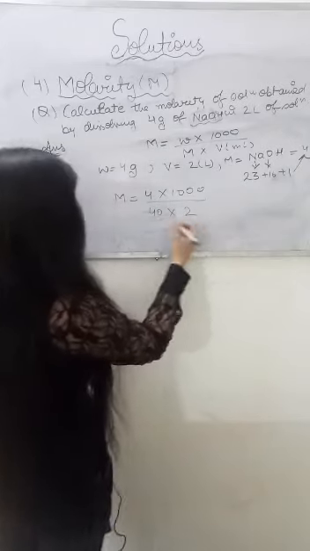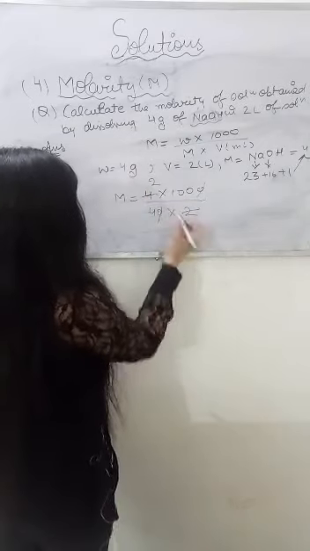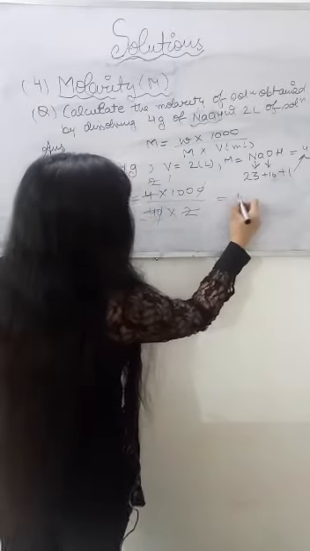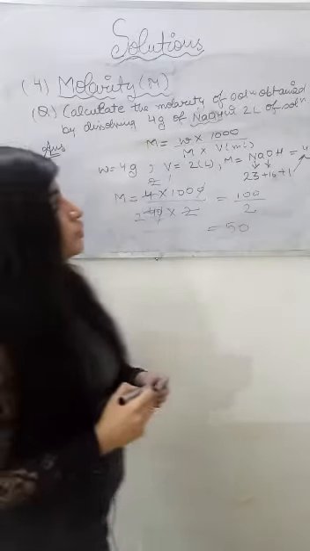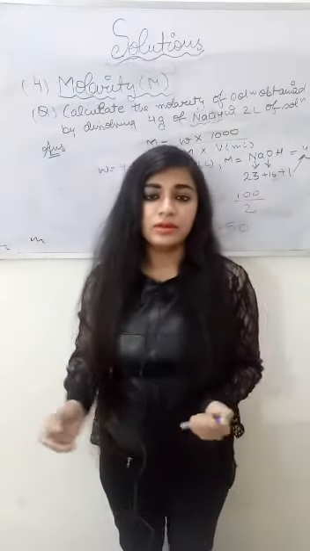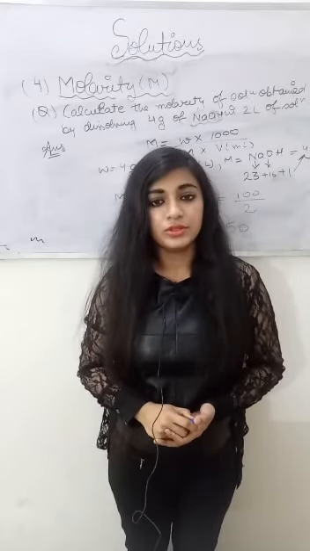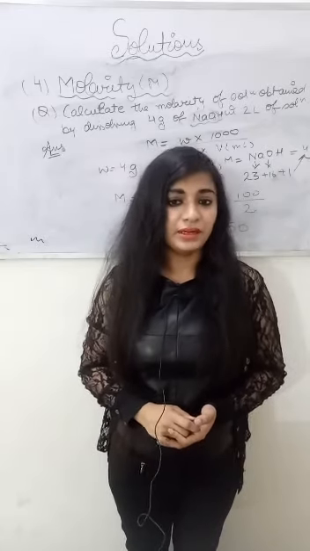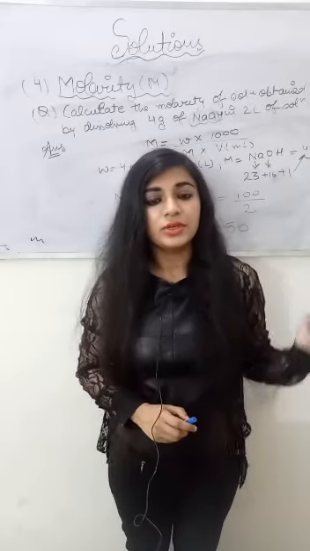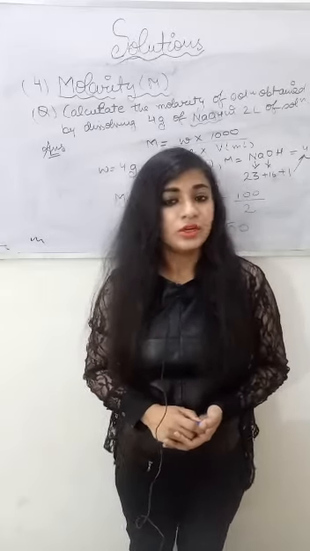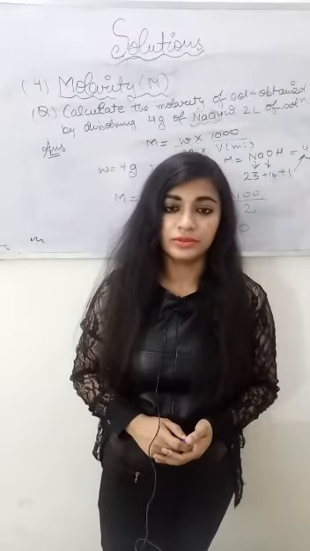40 into 2. Now we are going to simplify it. Then 100 by 2, that is 50. So in the upcoming videos, in solution part 3, I am going to discuss many numericals based on all the concentration terms, obviously including molarity. In this way you will get a little bit of an idea of it. So 50 is the molarity of the solution.